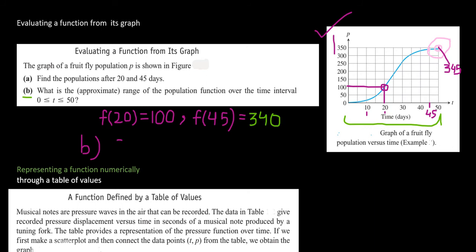So in part B we can say that when we have 50 days, then the population of fruit flies will be 345. That is all based upon our approximation. So in this way we will complete a graph of a function.